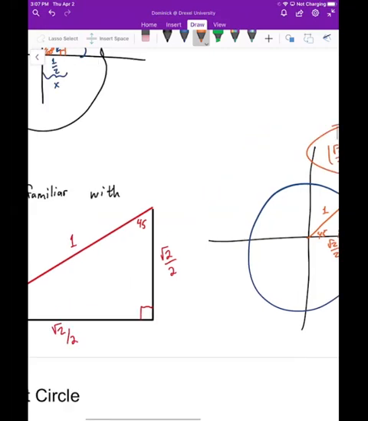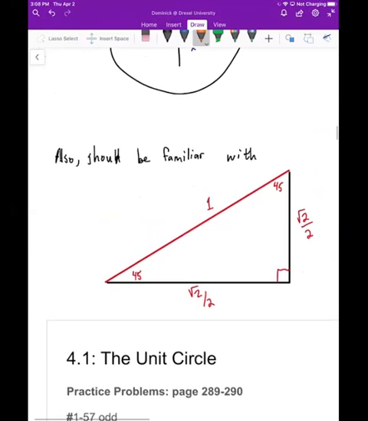If you can remember these two triangles, a lot of people are usually taught to memorize the unit circle, but if you can memorize just these two triangles, you don't need to memorize the unit circle. You can always figure out what your angles are from these two triangles.